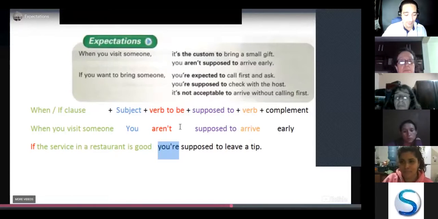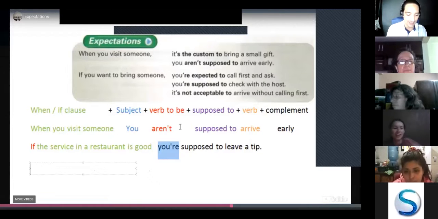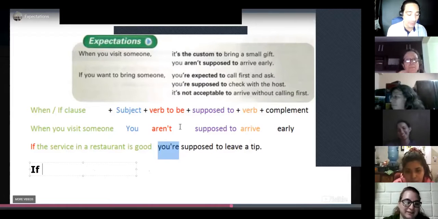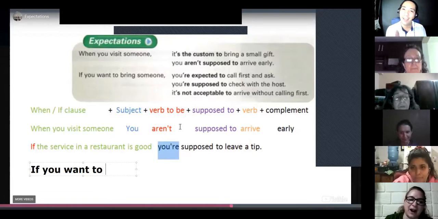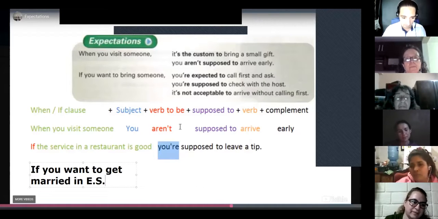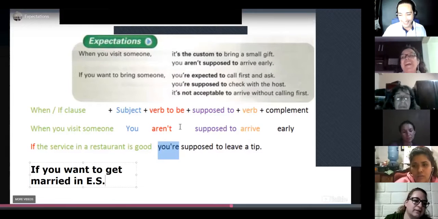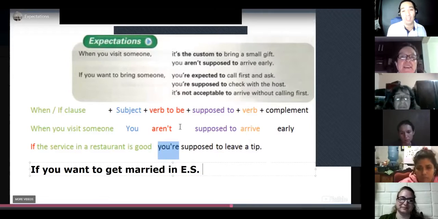So go ahead. You are supposed to save money. You're supposed to save a lot of money. Why? I don't know. For the reception. For the party. Oh, for the party, yes. If you want to get married, I said, in El Salvador. You're supposed to take the girl and run away. Okay, so then you aren't supposed to take the girl and run away. You aren't supposed to. You are supposed to be loyal.